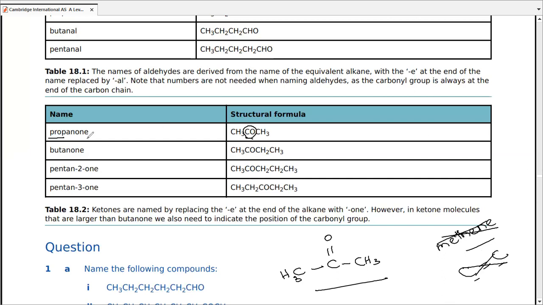In a similar way, ketones start with propanone as the first member. Then there is butanone. Since the carbonyl group can be placed at any point in the chain, pentane can have pentan-2-one or pentan-3-one, but it can't be pentan-1-one. This gives us the idea that 1 is never going to be the number for the suffix -one.